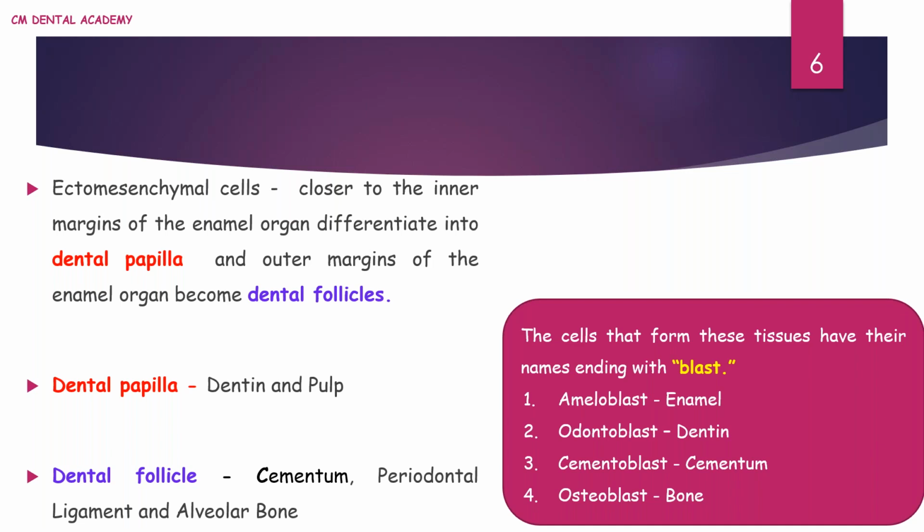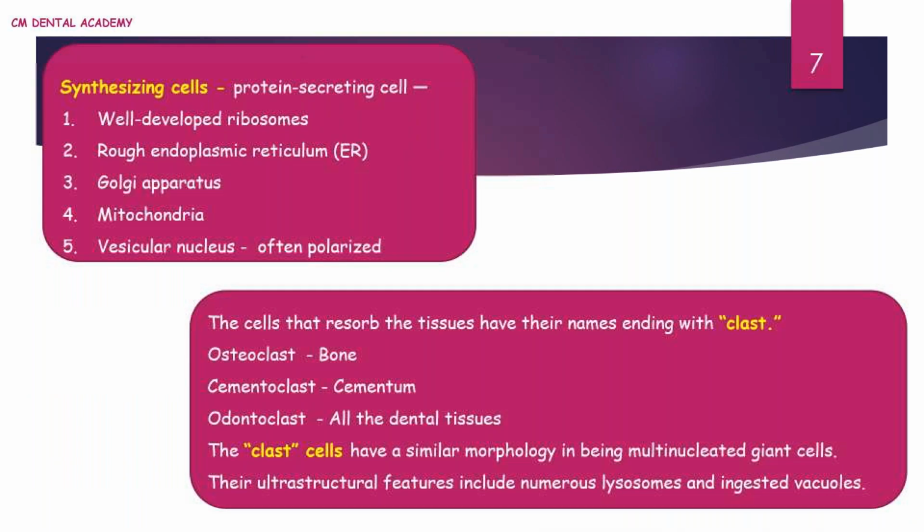The structures derived from the formative cells usually end with the suffix blast. So it is very easy to remember the cells which synthesize the hard structures, such as ameloblasts form the enamel, odontoblasts form the dentine, cementoblasts form cementum, and osteoblasts form bone. Why are these called the formative cells? Because they are involved mainly in protein secretion, which helps in laying down the matrix of the hard tissues. That's why these are also called synthesizing cells.